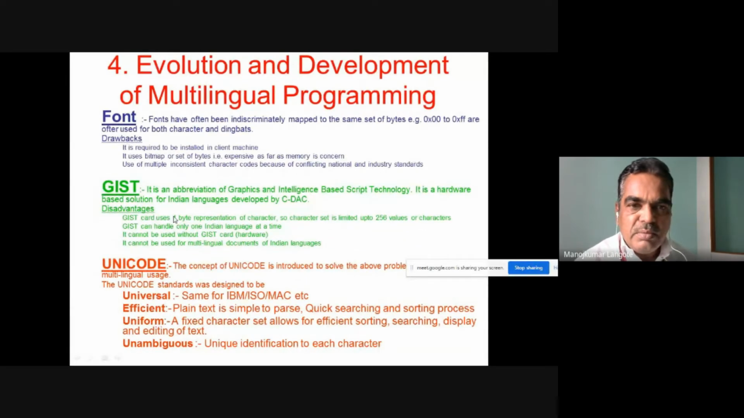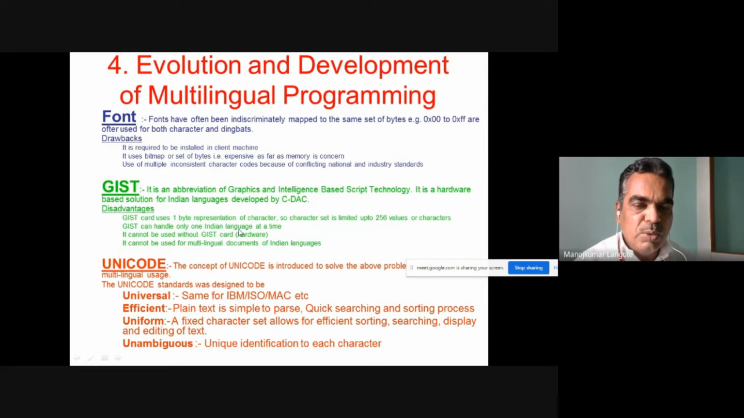Then the GIST card, which is an abbreviation of Graphics and Intelligence based Script Technology. It was introduced by CDAC, and this GIST card was a hardware solution. Means one electronic card was designed, and that card was inserted in every machine for using the Indian languages. But here the main drawback of GIST is that it supported a single language. If we are using only Devanagari, then it uses only Devanagari.